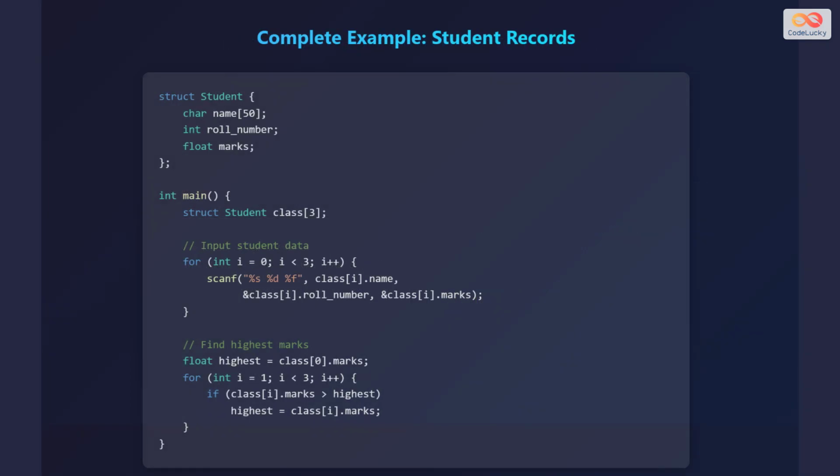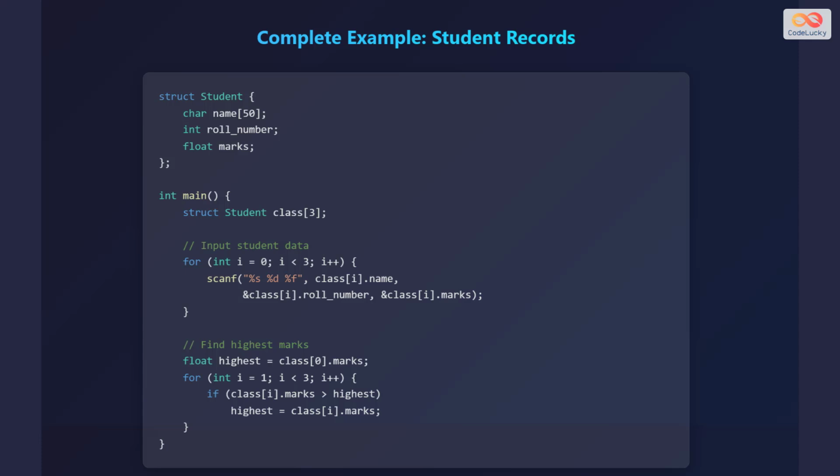Here's a complete example demonstrating the use of an array of structures to manage student records. First, we define a structure named student, with members name, roll number, and marks. In the main function, we declare an array named class of 3 student structures. Then we use a for loop to input student data for each student in the class. Inside the loop, we use the scanf function to read the name, roll number, and marks for each student.